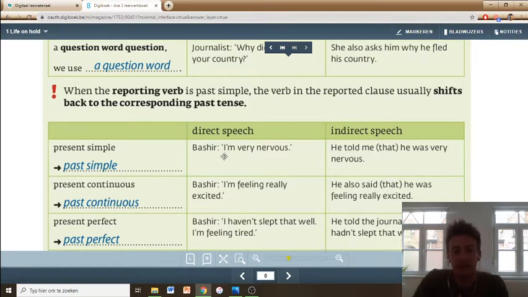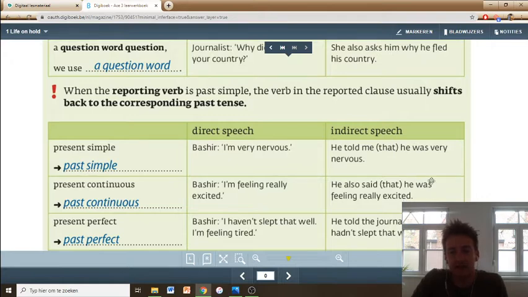Here we get the direct speech sentence, "I am very nervous," right? "I am" is present simple, and this becomes: he told me that he was very nervous. This is past simple. Same goes for present continuous. "I am feeling really excited." To be plus ing form becomes: he also said that he was feeling really excited.